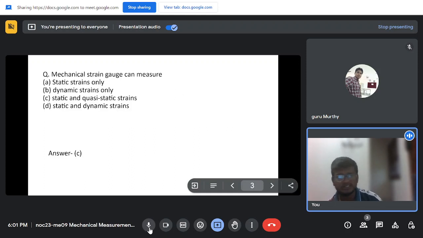For example, if you want to do a pressure measurement, and if you have a manometer or something, the dynamics with respect to temperature will keep on oscillating. So the meniscus you cannot read properly. So that kind of setup will have problems. So you can measure only static and quasi-static strains with the mechanical types. That analogy can be put up for a mechanical strain gauge as well.